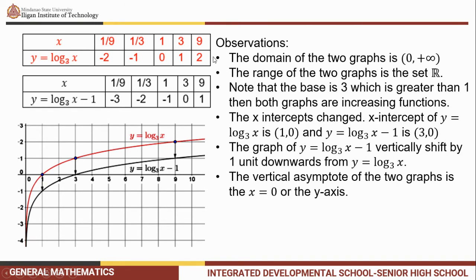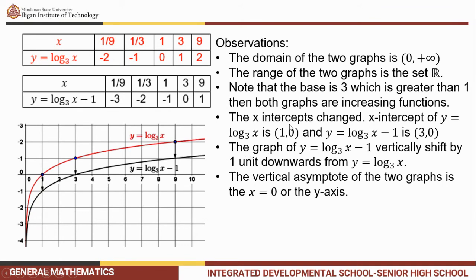So we have here as our observation, the domain of the two graphs is 0 to positive infinity. The range of the two graphs is the set of all real numbers. Note that the base is 3, which is greater than 1. Then both graphs are increasing functions. The x-intercept changed. So ano ang nangyari? Dito, you have 3, 0. Here, you have 1, 0.